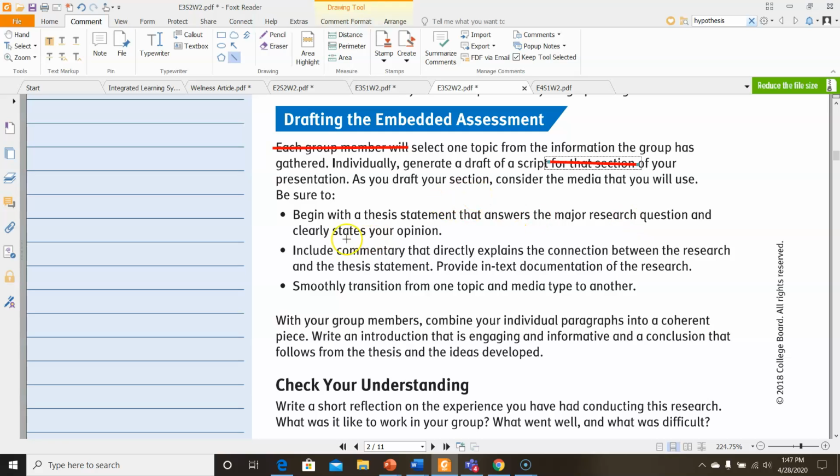So be sure to begin with a thesis statement that answers the major research question and clearly states your opinion. Include commentary that directly explains the connection between the research and the thesis statement, and also provide in-text documentation of that research, and then smoothly transition from one topic and media type to another. So make sure you're hitting all 3 of those points.